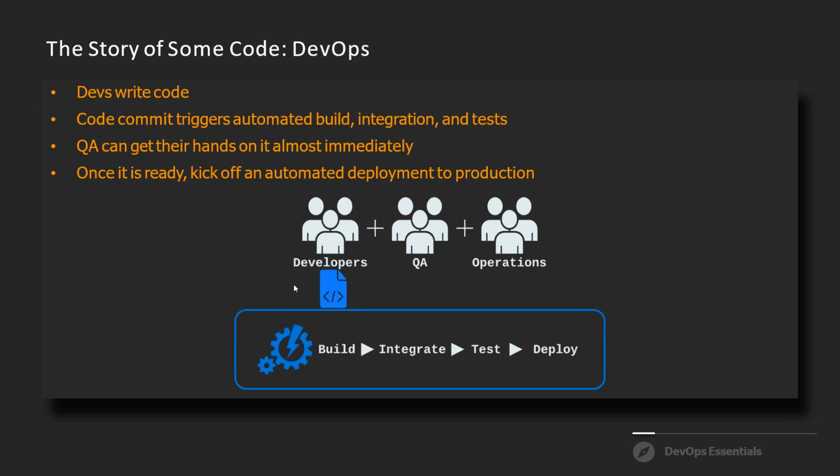Now when we talk about DevOps, all of these guys are part of one team, which is DevOps, and they build the code, do the integration testing, run test cases, and finally deploy. So devs write code, and a code commit triggers automated build, integrations, and tests. QA can get their hands on it almost immediately. Once it is ready, kick off an automated deployment to production. So the operations team is not going to handle the deployments manually. They are going to automate it by using various tools.